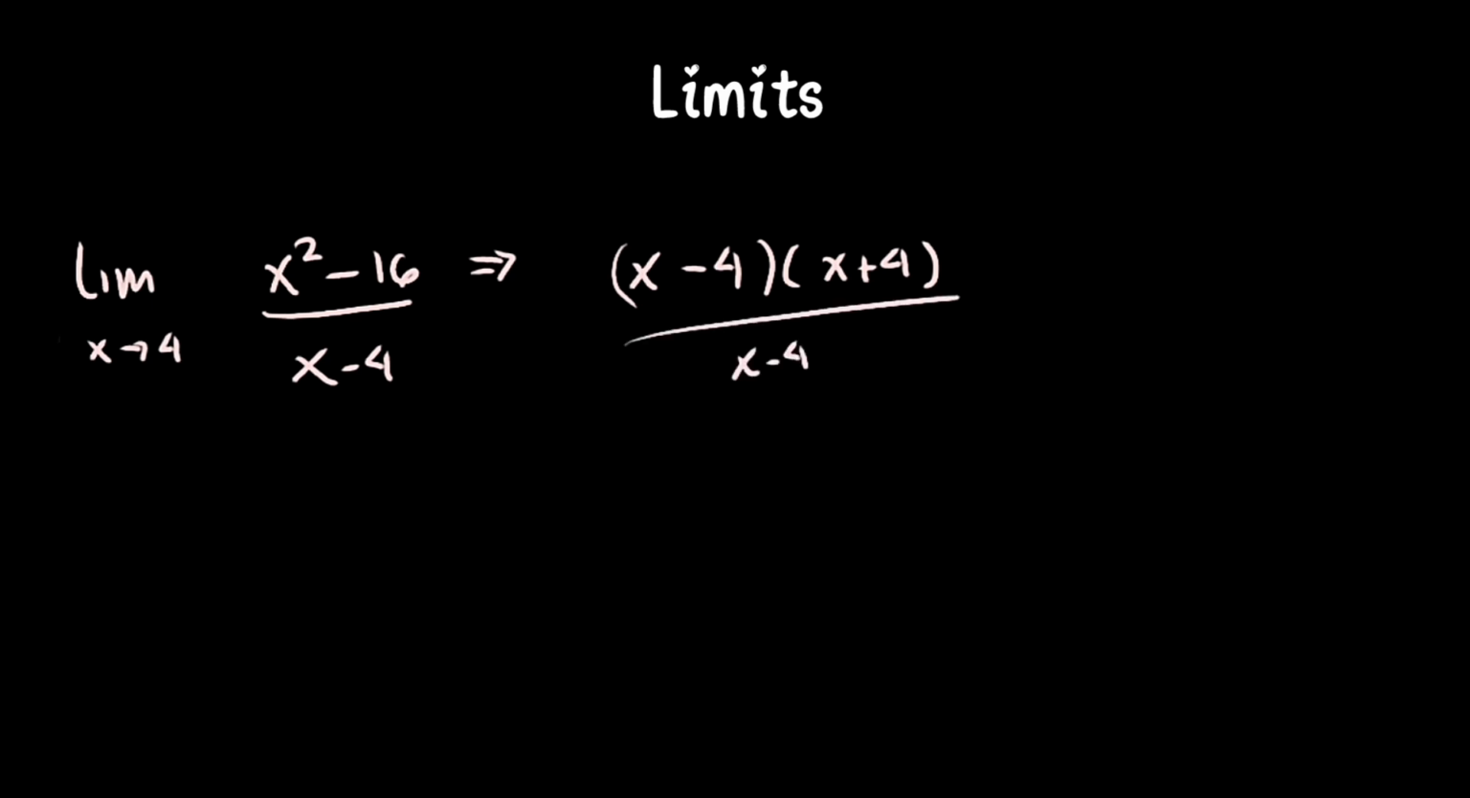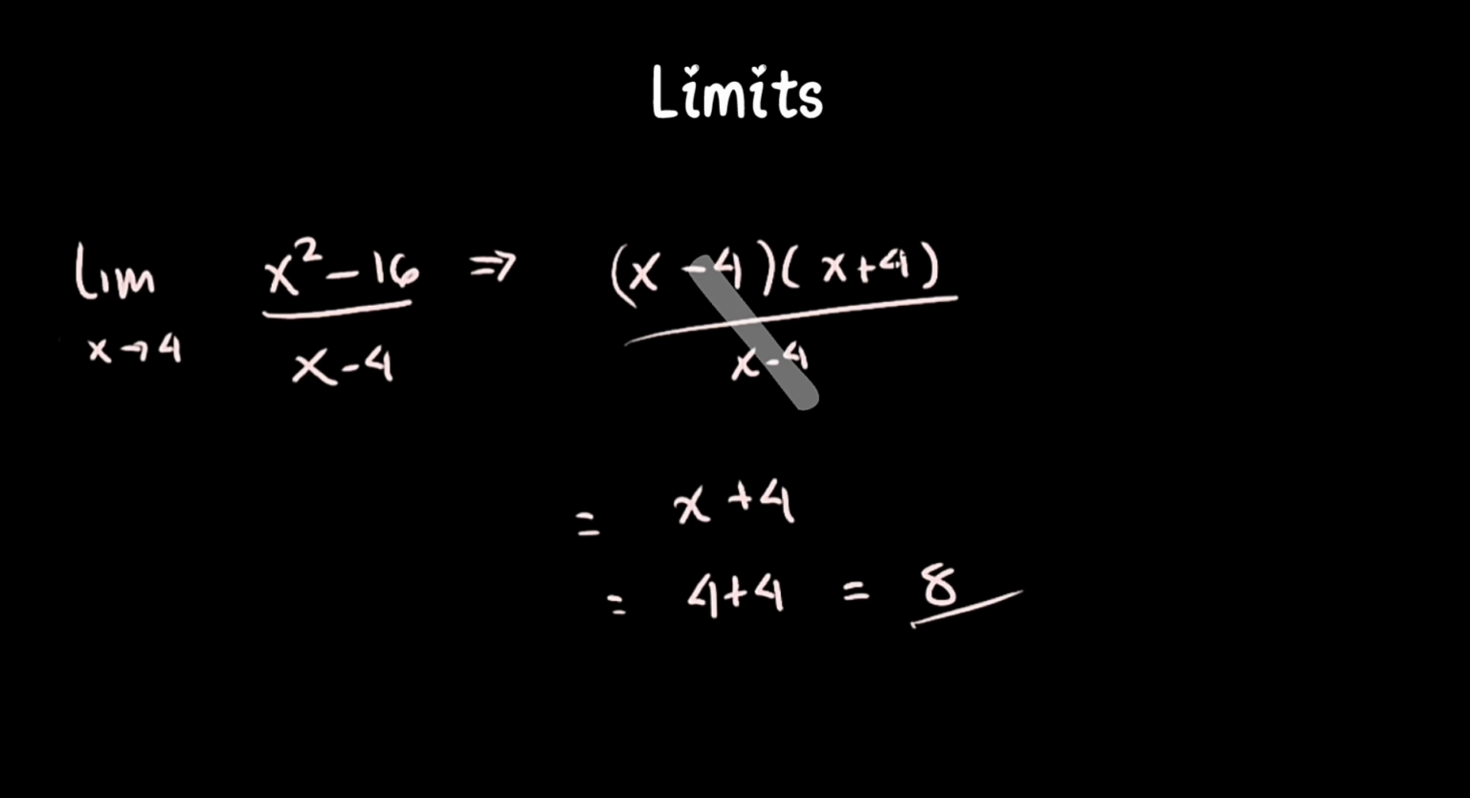We can cancel x minus 4 here. That will only leave us x plus 4. So now, we can evaluate our limits by substituting 4 in x. 4 plus 4 is 8. So, the limit of the function f of x equals x squared minus 16 over x minus 4, as x approaches 4 is 8. In this example, you know at first glance that this is an easy problem since the numerator is the difference of two squares, and it can be cancelled.